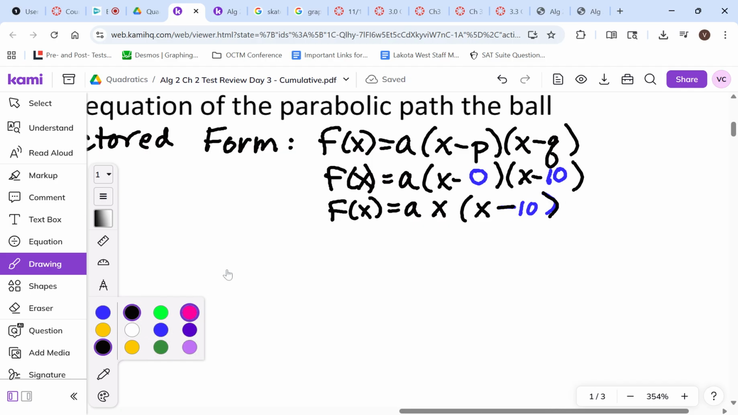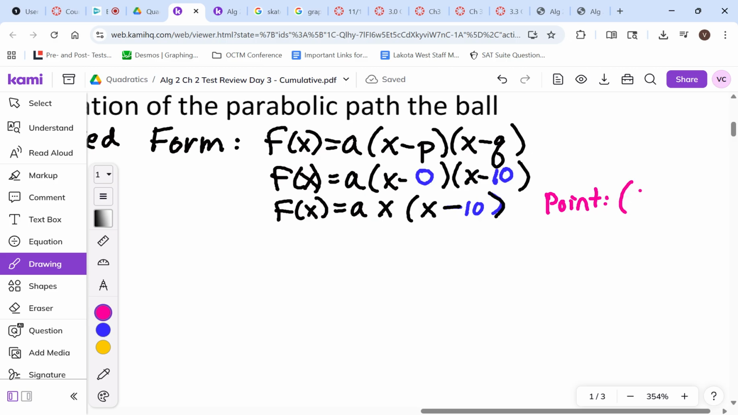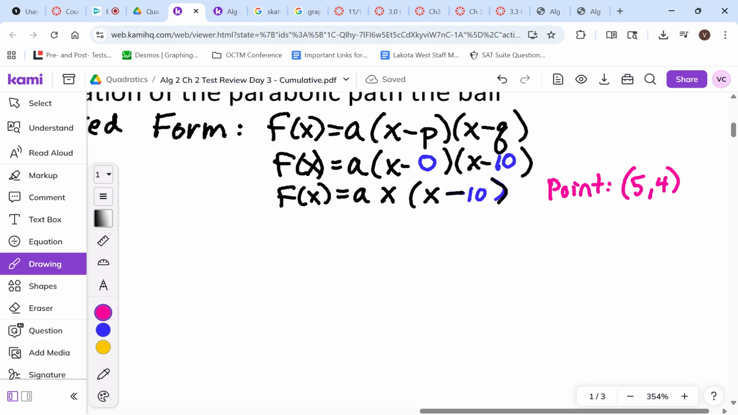Now we have to pick a point. And the point that I'm going to choose for this one is not the x-intercepts. So the only other point I have is that vertex 5, 4. I'm going to plug in the vertex 5, 4 wherever I see the x and the y. So remember, f of x is y, so that's the 4. My x value is 5.